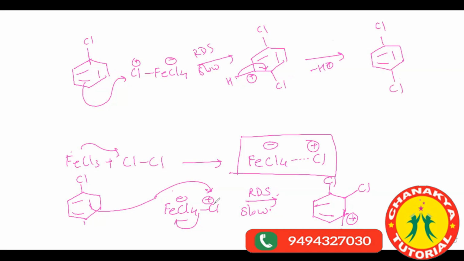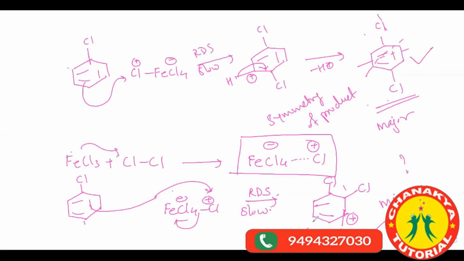Yes or no? So if attack happens at this place also, ortho dichlorobenzene would form, and this para dichloro product would also form. But the para dichloro product would be major and the ortho product would be minor. What is the reason behind it? It's all about the symmetry of the product. If you see, you are able to cut this product into two equal halves, right? From here you can cut. So it is a symmetric product and hence it has more stability compared to the other one. And hence it's the major and this is the minor. Clear?